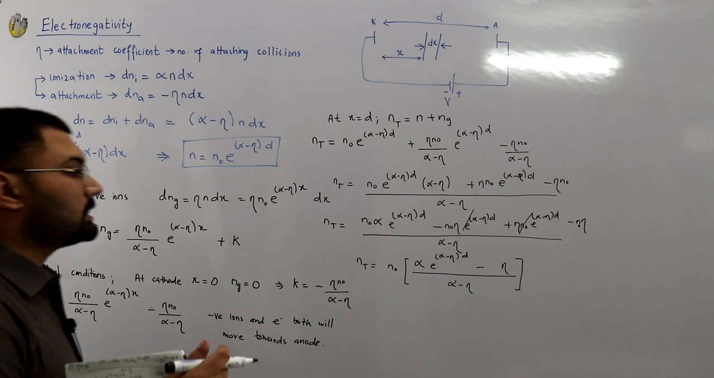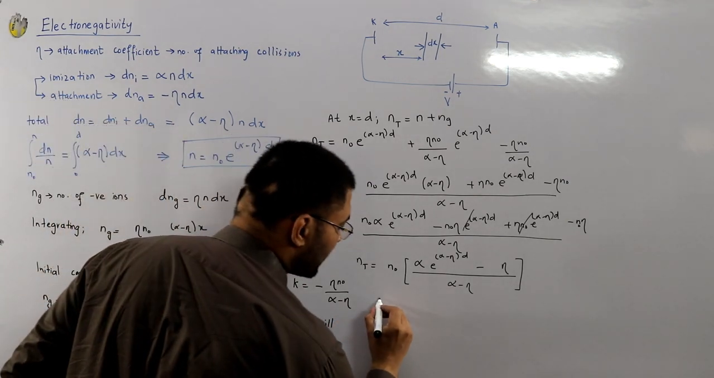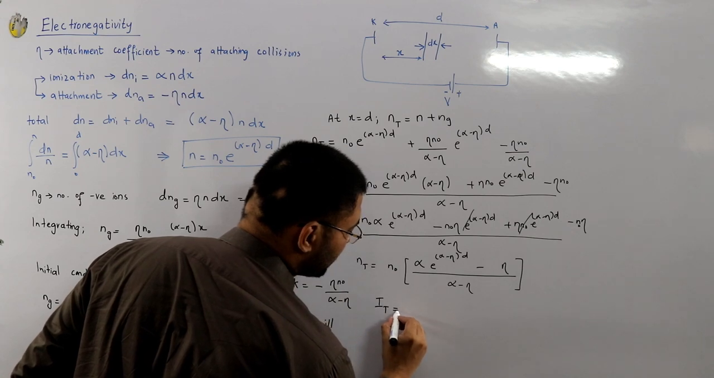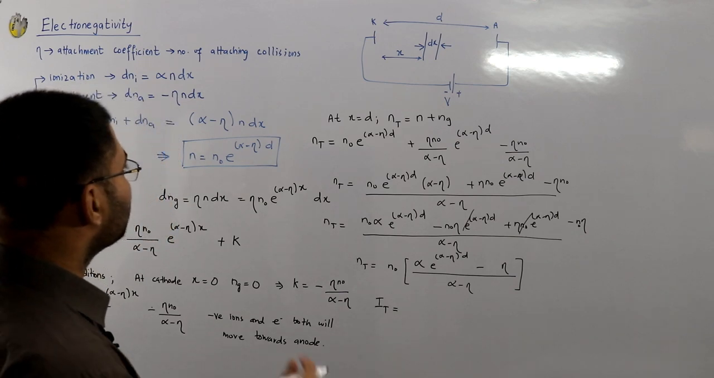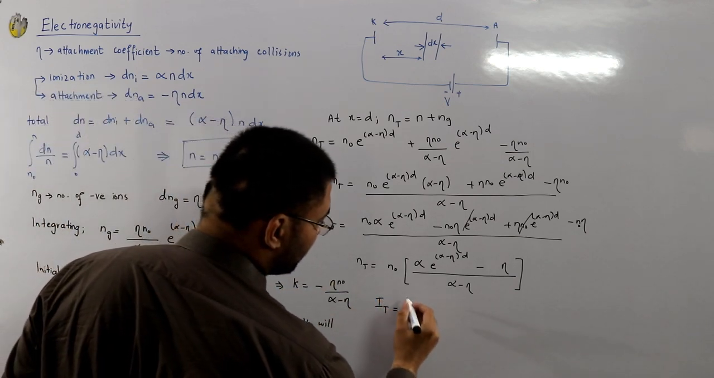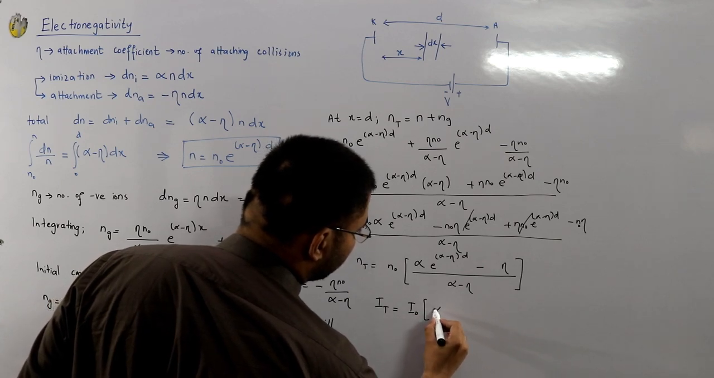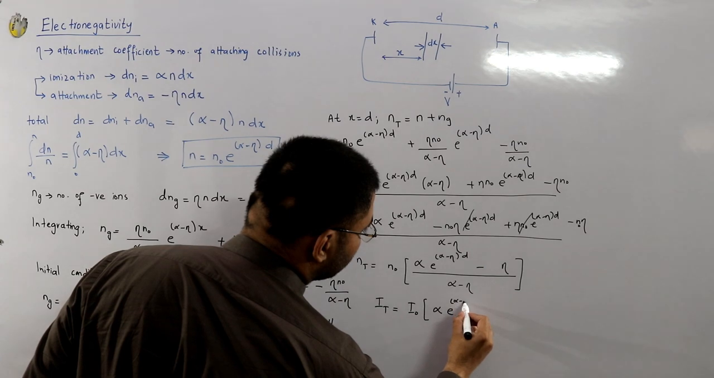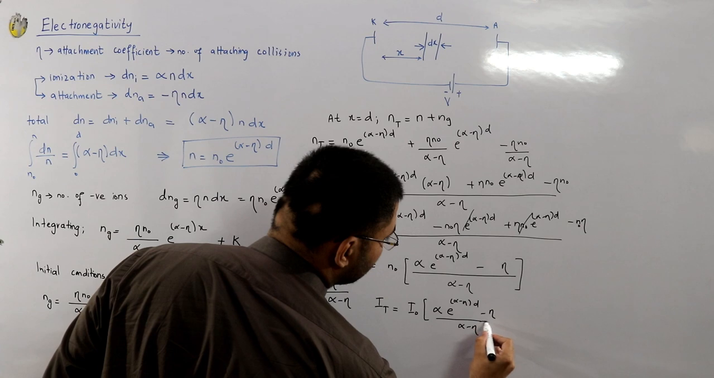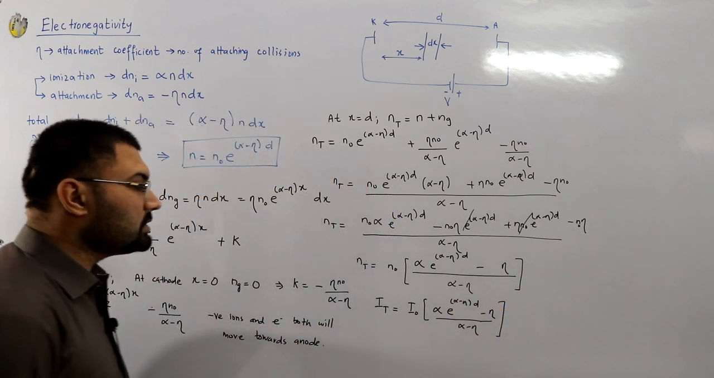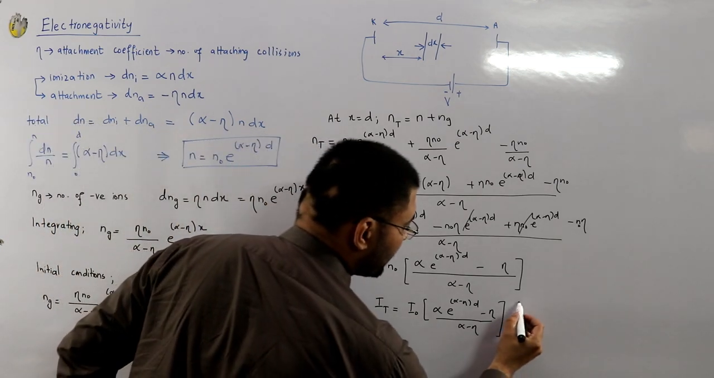What can you do else? Then the total number of charge carriers, the current is depending on the charge carriers. So now you can write it as I naught, and then you have alpha exponential of (alpha minus eta) times d minus eta, divided by alpha minus eta. Right? This will now be the current in the presence of an electronegative gas.